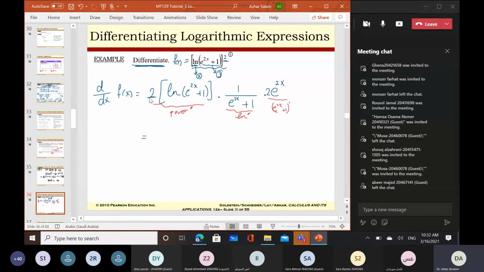I have here 2 multiplied by 2, which is 4. I have here e to the power 2x. I can arrange it first before ln, multiplying by ln e to the power 2x plus 1. Okay, notice here that I cannot take ln to this e, since this e is added to 1.